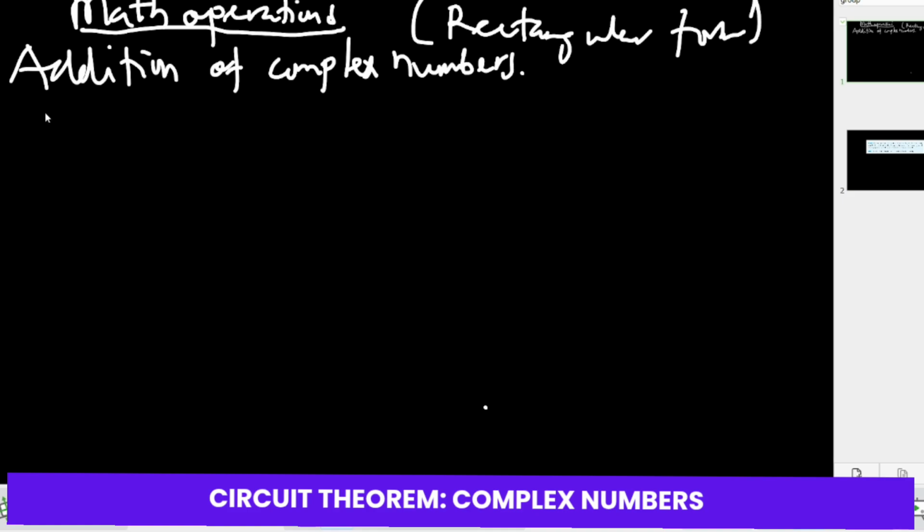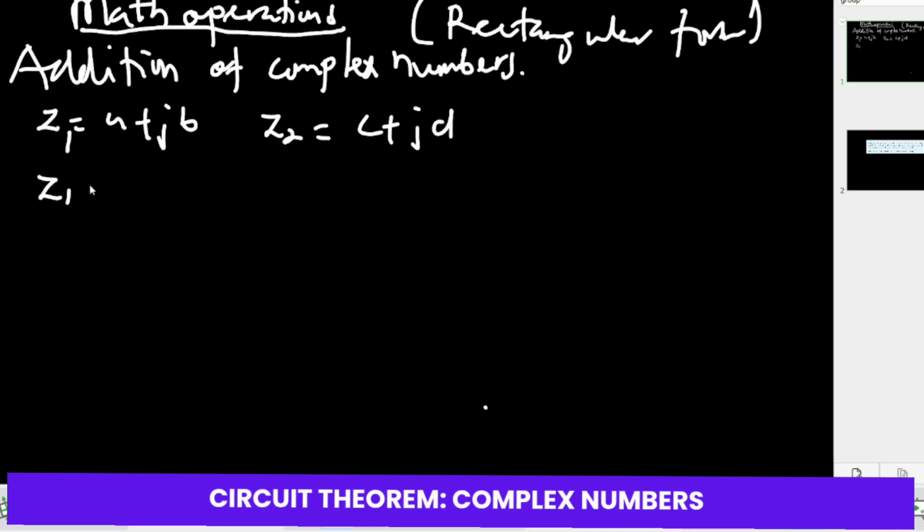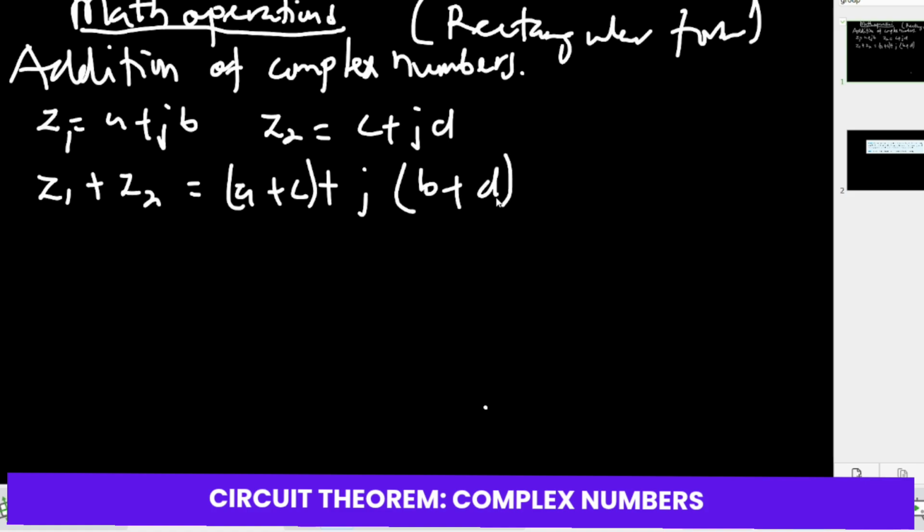Now, given complex numbers z1 is equal to a plus jb and z2 is equal to c plus jd, and we are asked to find the sum of these two. So we add the real parts, which is a plus c, and we add the imaginary parts, b plus d.